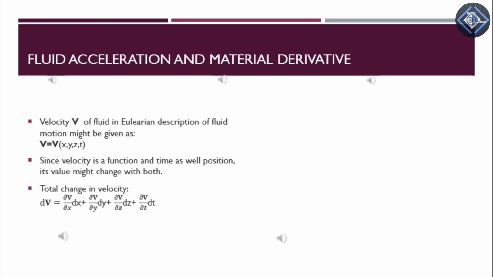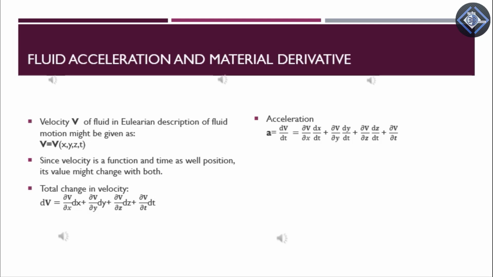So dv is given as partial change in velocity, ∂v over ∂x into dx, that is partial change in velocity with respect to x into distance traveled along x. Similarly, ∂v over ∂y into dy plus ∂v over ∂z into dz plus ∂v over ∂t into dt.